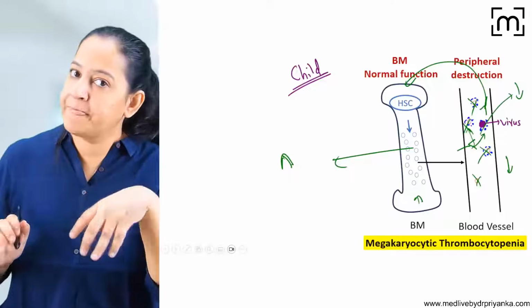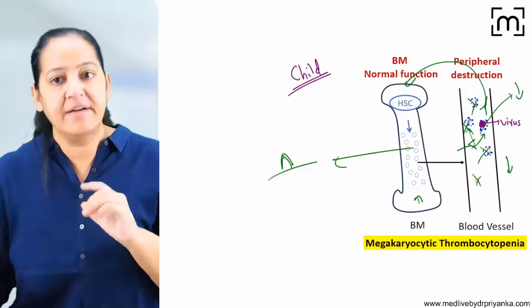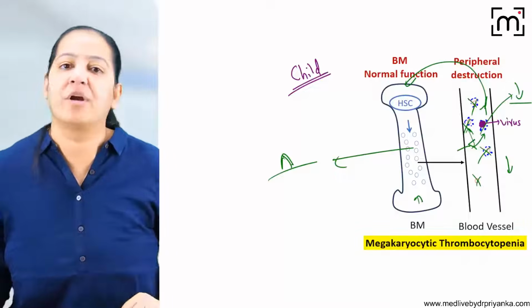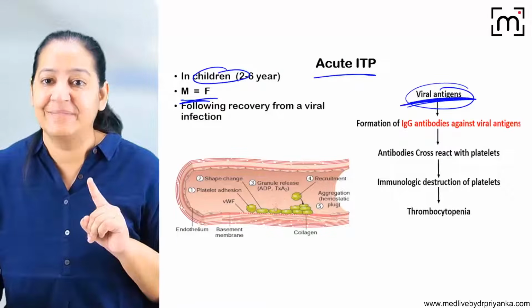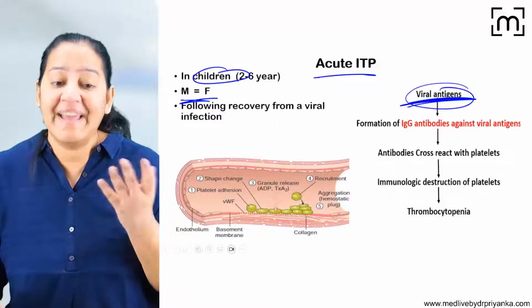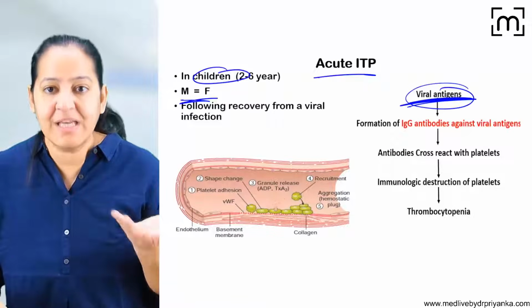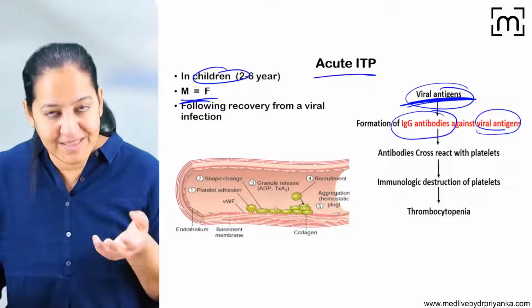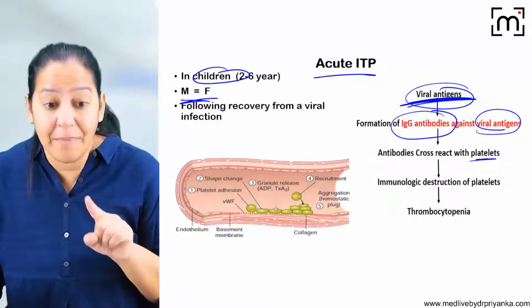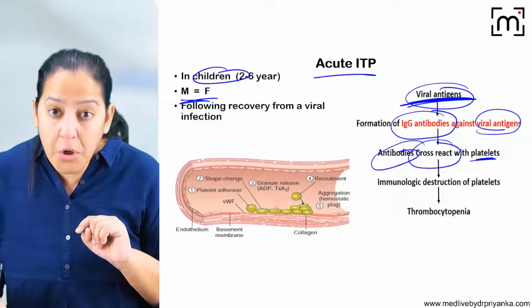In the bone marrow, more megakaryocyte. In the blood, there is less platelet because the platelets are destroyed by the autoantibodies. I hope you are getting it. So that is the thing. There is a viral antigen which is entering the human body in children. So the body is forming antibodies, IgG antibodies against the virus. But since the virus and the platelet have a common antigen, the antibodies will cross-react with the platelet.